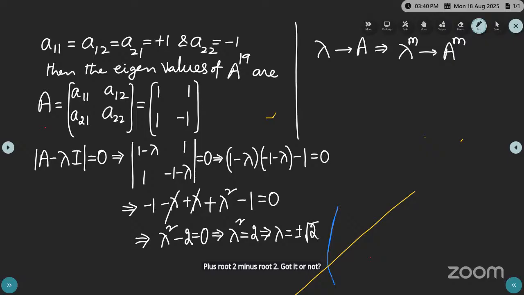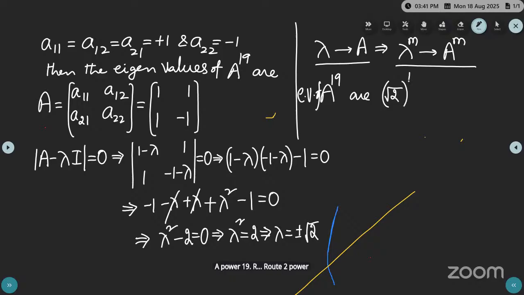I said, if lambda is an eigenvalue of A, what is the eigenvalue of A power m? Lambda power m. Now, the eigenvalues of A power 19 are root 2 power 19, comma, minus root 2 power 19.